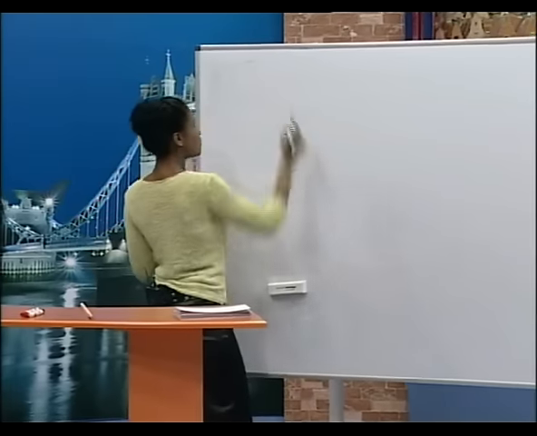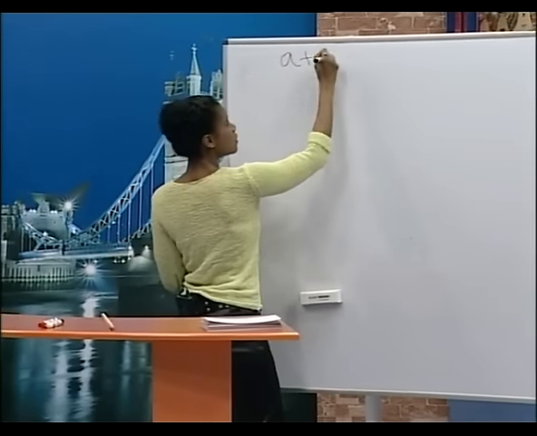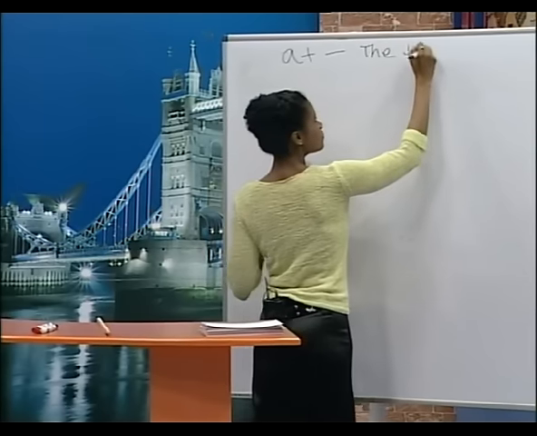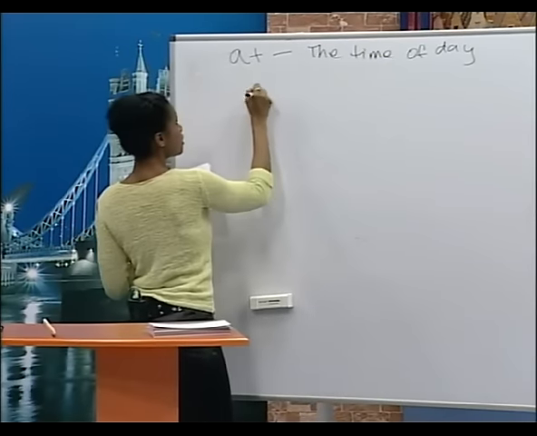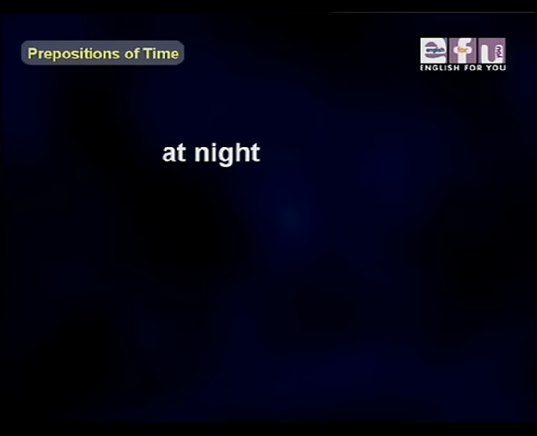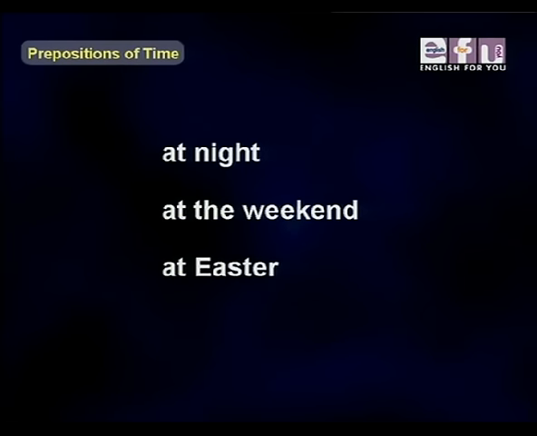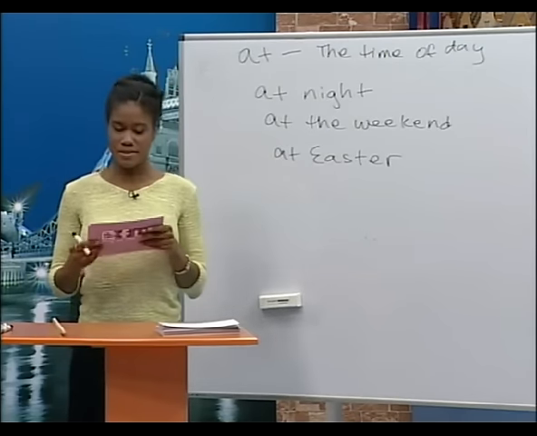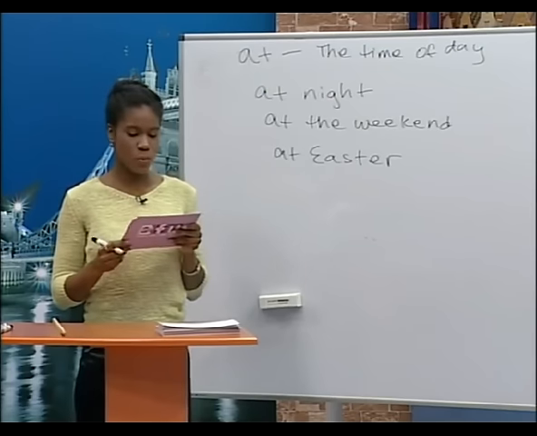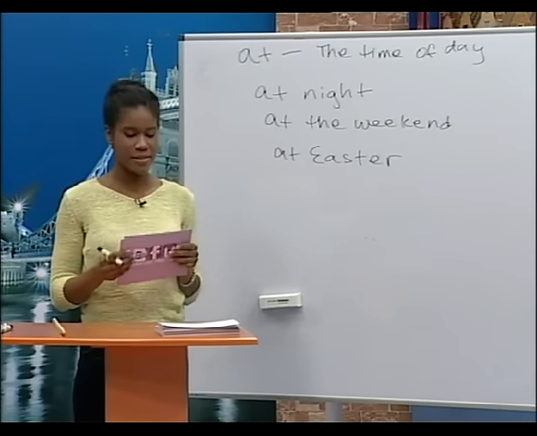Okay, we're still working with the preposition at. Okay, so we use at for the time of day and these expressions. At night, at the weekend, at Easter. All right, let's talk about holidays. Sylvia, what kinds of food do you usually eat at Christmas time? We eat sausages and potatoes. We drink lots of beer.